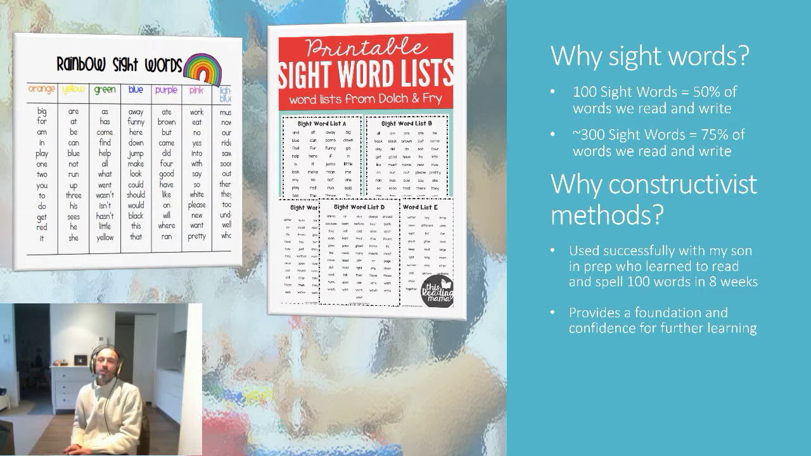So why sight words? Well, 100 sight words represent about 50% of the words we read and write, and approximately 300 represent about 75% of the words we read and write. As for why we're using constructive methods, I've used them successfully with my son in prep, who learned to read and spell at least 100 words in 8 weeks or less. And I believe it provides a foundation and a confidence for further learning.